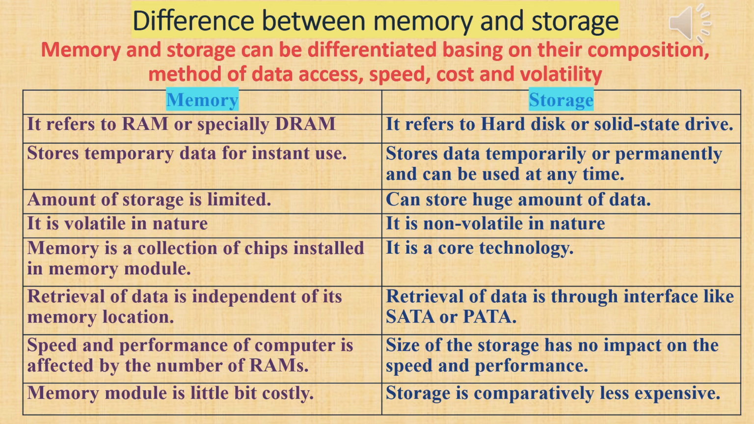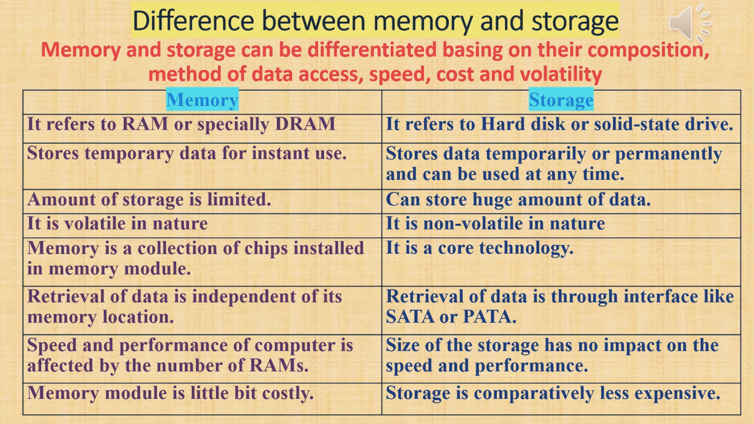After discussing memory and storage, I want to compile their differences in a nutshell. These differences are based on their composition, method of data access, speed, cost and volatility. Now you can observe the differences placed in the form of a table. Looking at the table, memory is RAM or dynamic RAM, whereas storage is a hard disk or a solid state drive.